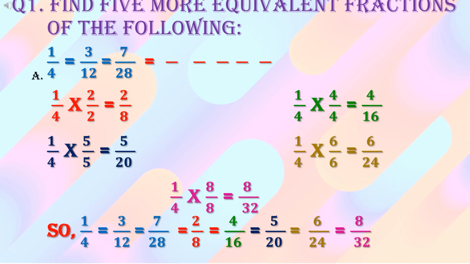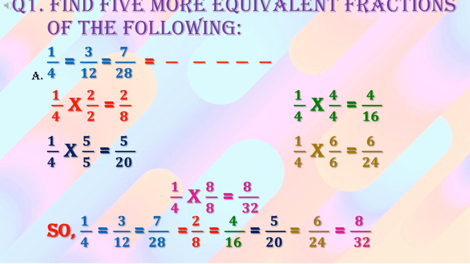Next we will multiply the fraction 1 upon 4 by 6. 1 is numerator which will be multiplied by 6 and we will get 6 in result, and 4 is the denominator which will be multiplied by 6 and in result we will get 24. So we have got 6 as numerator and 24 as denominator, and in result we have got the fraction 6 upon 24. 6 upon 24 is equivalent fraction of 1 upon 4.